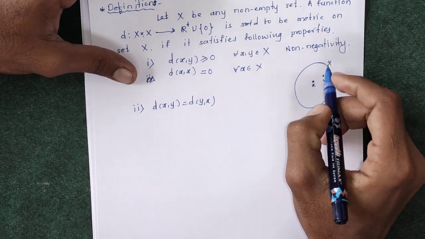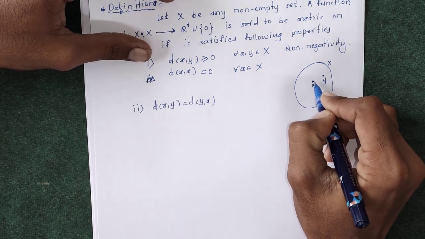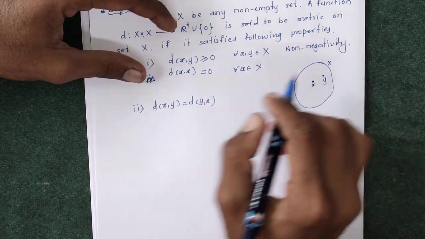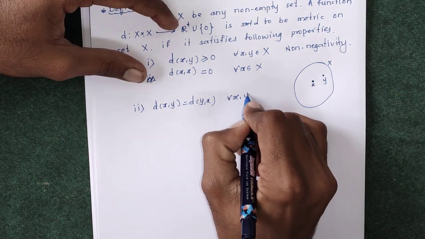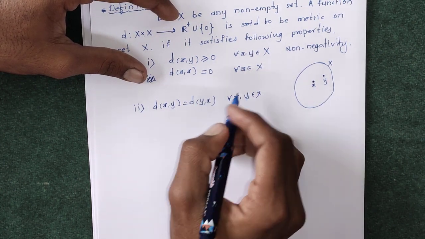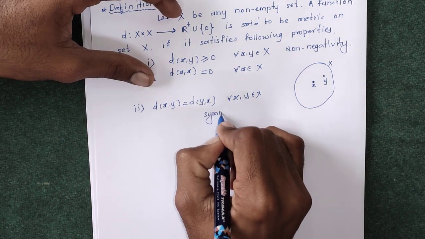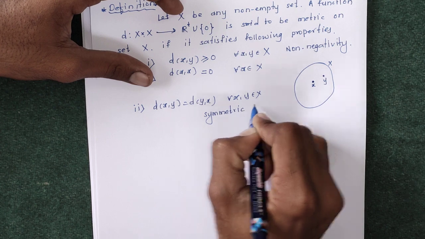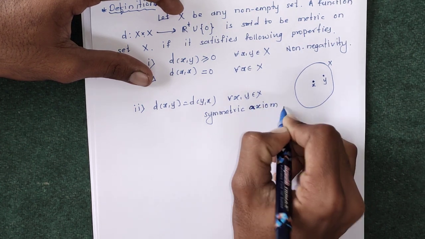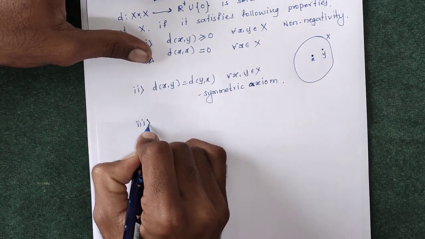Here, as I just explained a few moments ago, if we calculate the distance from x to y or calculate the distance from y to x, that distance must be same for any x, y belongs to X. Distance between x and y and distance between y and x must be same, and this property is called symmetric axiom. This is second property. And third property is triangle inequality.